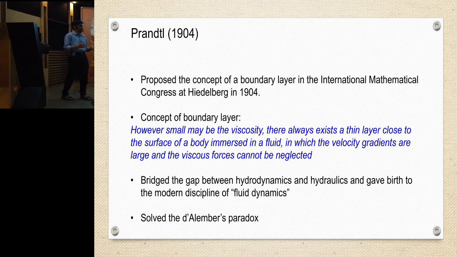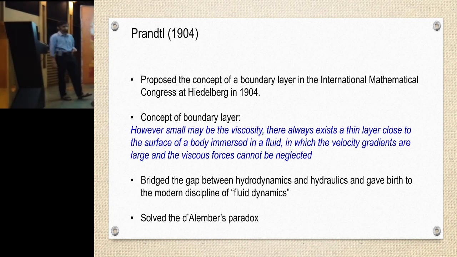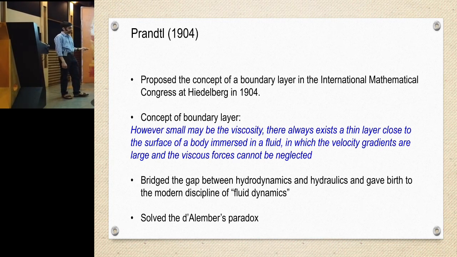So the study of fluid motion was divided into these two worlds, hydrodynamics and hydraulics. And there was very little communication or overlap between these two fields. So it's under these circumstances that Ludwig Prandtl, a German engineer who was at the University of Hanover at that time, proposed this concept of boundary layer at the International Mathematical Congress in Heidelberg, 1904.